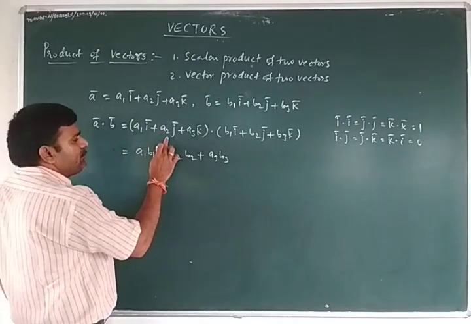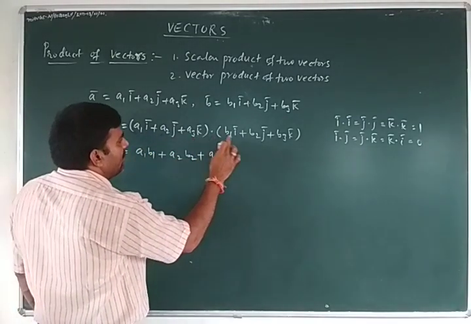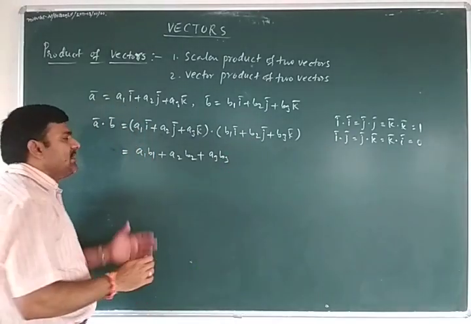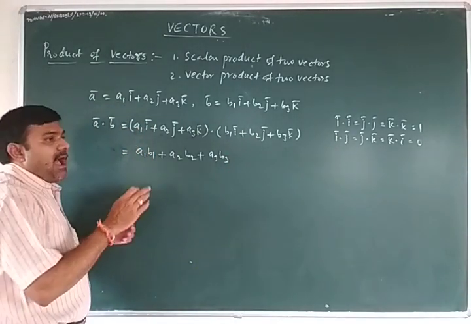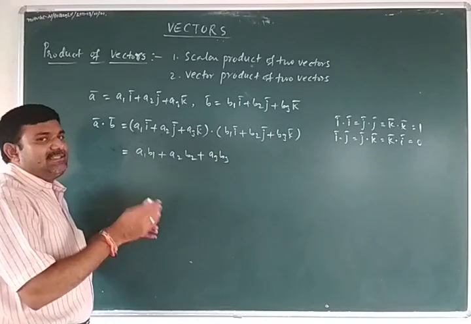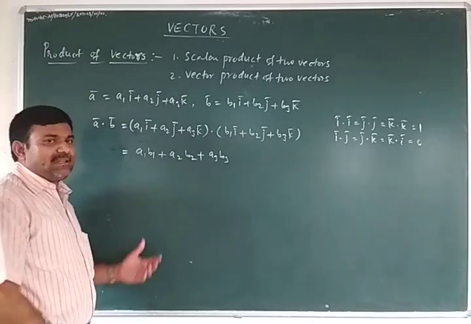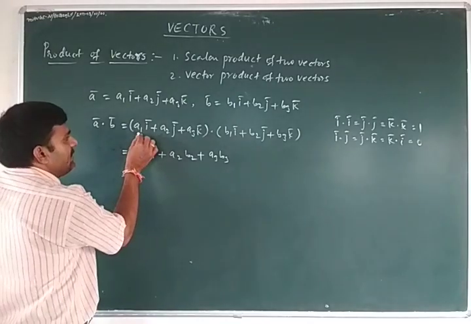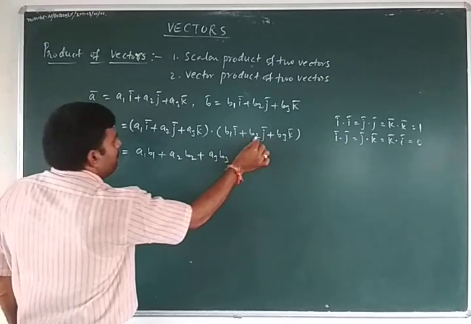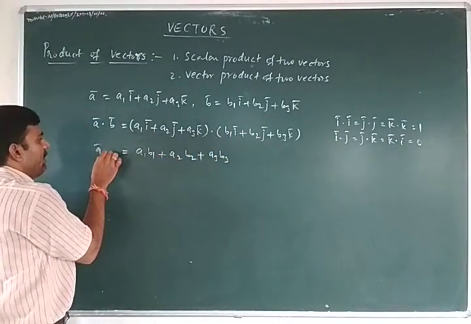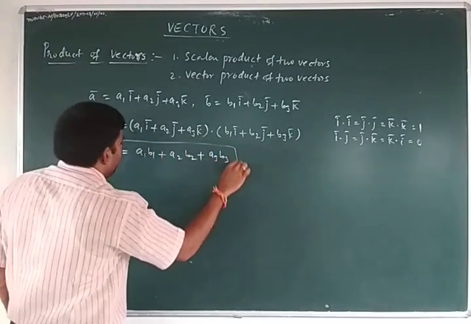A1 I bar plus A2 J bar plus A3 K bar dot B1 I bar plus B2 J bar plus B3 K bar value is just to multiply the I coefficients, J coefficients and K coefficients and add. We get the dot product of two vectors: A1 B1 plus A2 B2 plus A3 B3. So now we get the A bar dot B bar value.